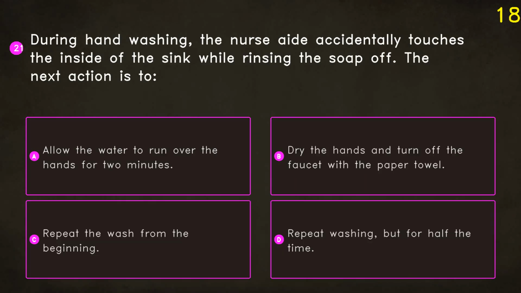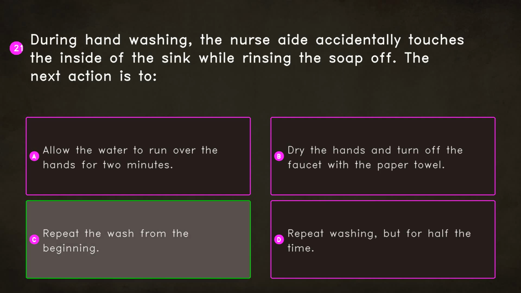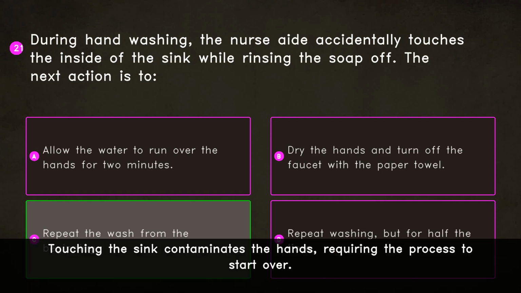Question 21. During hand washing, the nurse aide accidentally touches the inside of the sink while rinsing the soap off. The next action is to: A. Allow the water to run over the hands for 2 minutes. B. Dry the hands and turn off the faucet with the paper towel. C. Repeat the wash from the beginning. D. Repeat washing, but for half the time. The correct answer is repeat the wash from the beginning. Touching the sink contaminates the hands, requiring the process to start over.